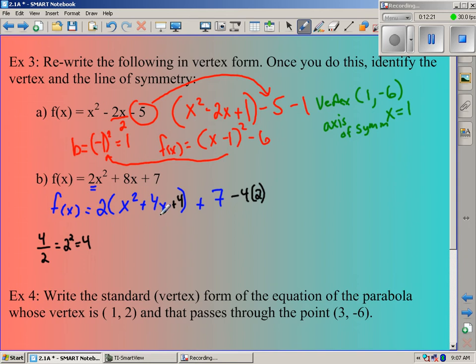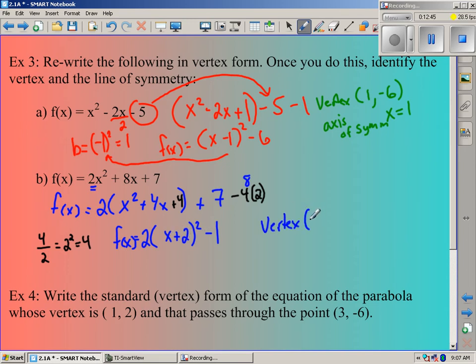So as I continue on then, if I go ahead and factor inside the parentheses, well, I should get x plus 2 squared. And then outside, since this was an 8, I have 7 minus 8. I now have my vertex form. And so the vertex of this is the opposite of what I see on the inside, -2, and exactly what I see on the outside, which is 1.